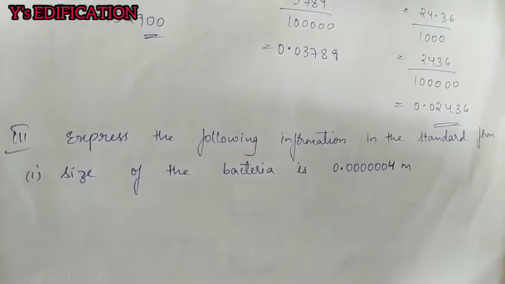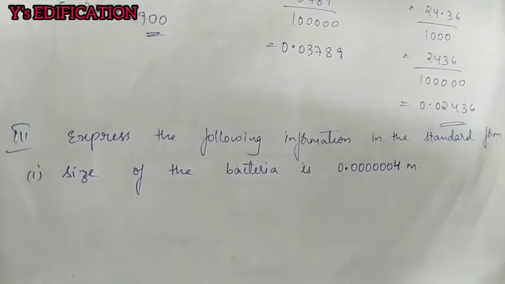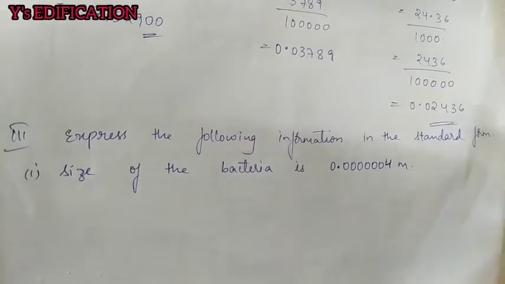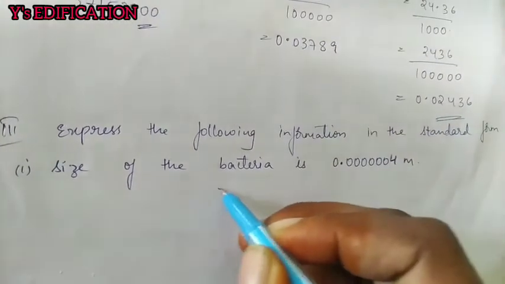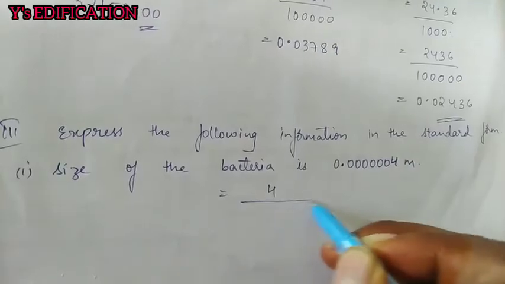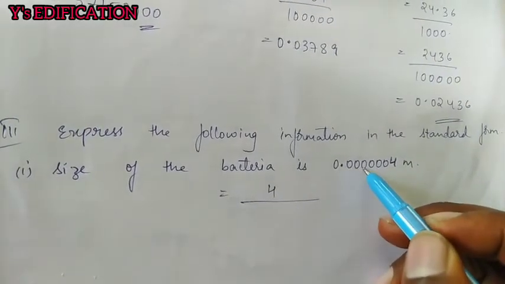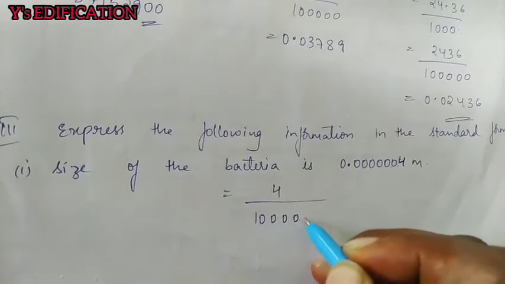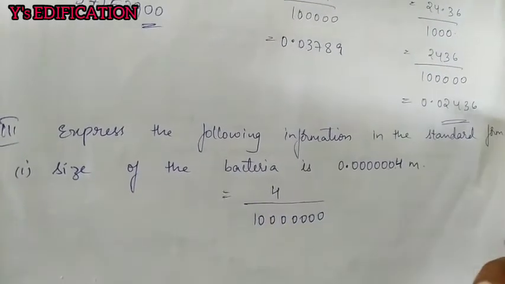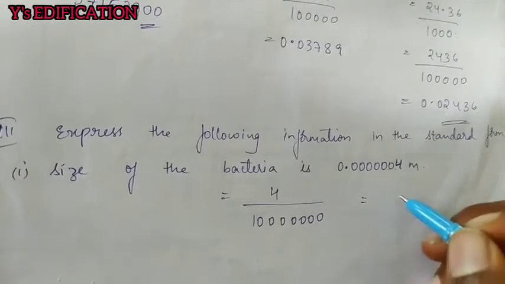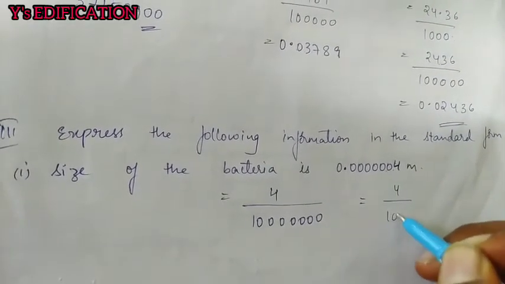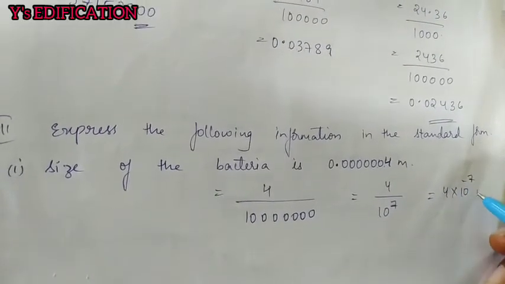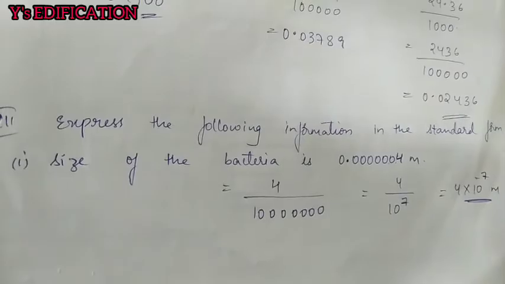Express the following information in the standard form. Size of the bacteria is 0.000004 meters. So how can we write this? 4 by how many digits are there? 1, 2, 3, 4, 5, 6, 7. It is a single digit. So we can write this as 4 by 10 power 7. So I can write this number as 4 into 10 power of minus 7 meters.